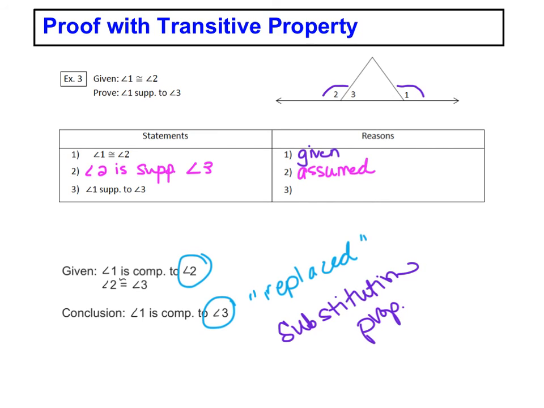Kind of like what we talked about down before, if angle 2 is supplementary to angle 3 and angle 1 and 2 are congruent, then angle 1 is also supplementary to angle 3. So this is that kind of replacement or substituting that we did. So that's our substitution property.